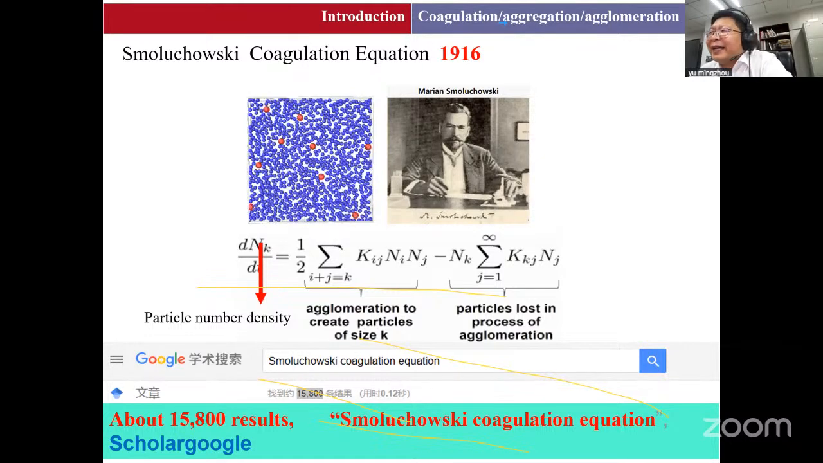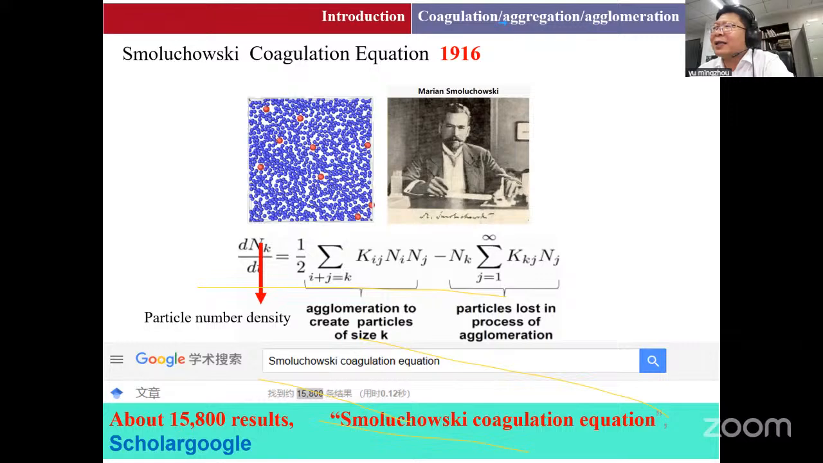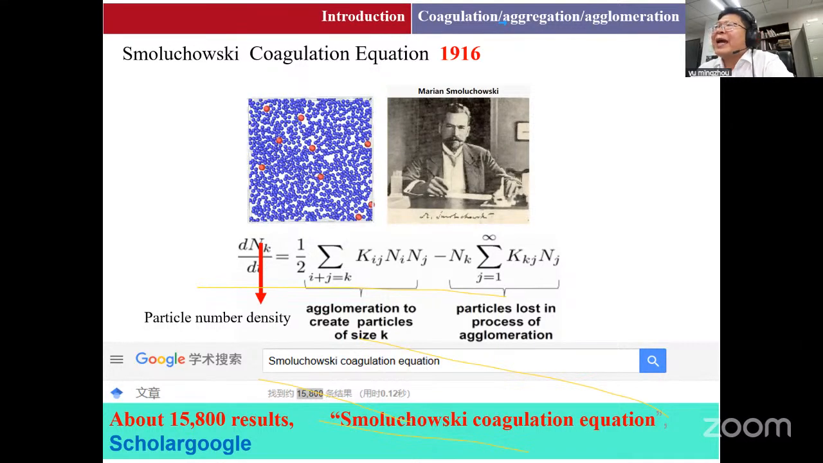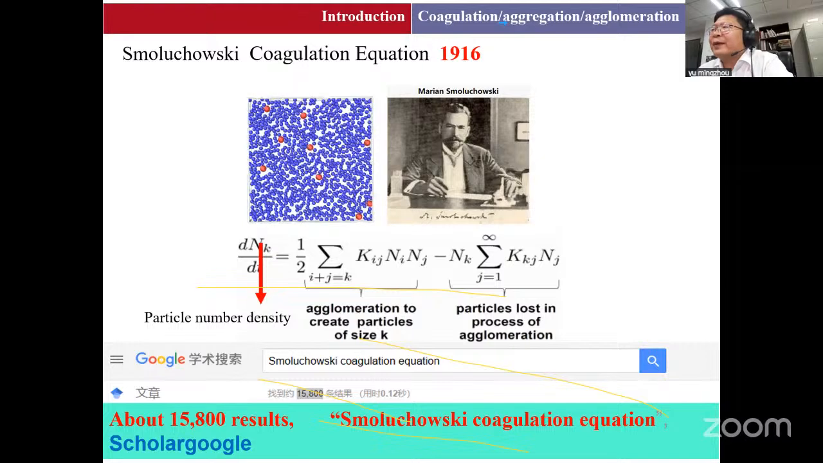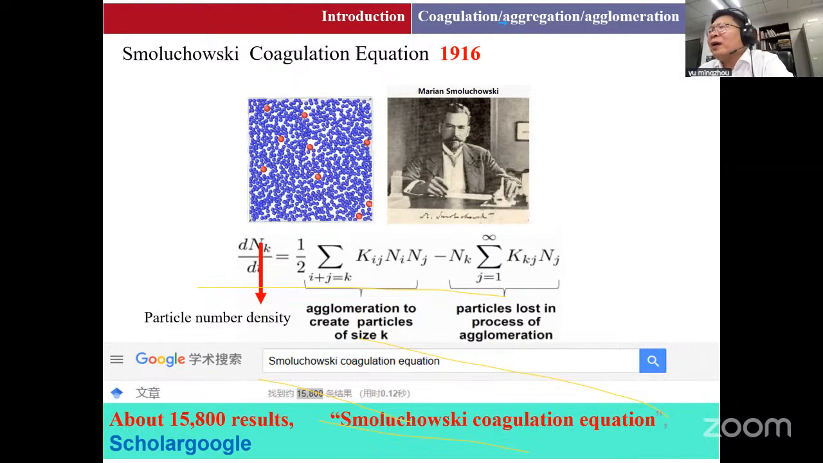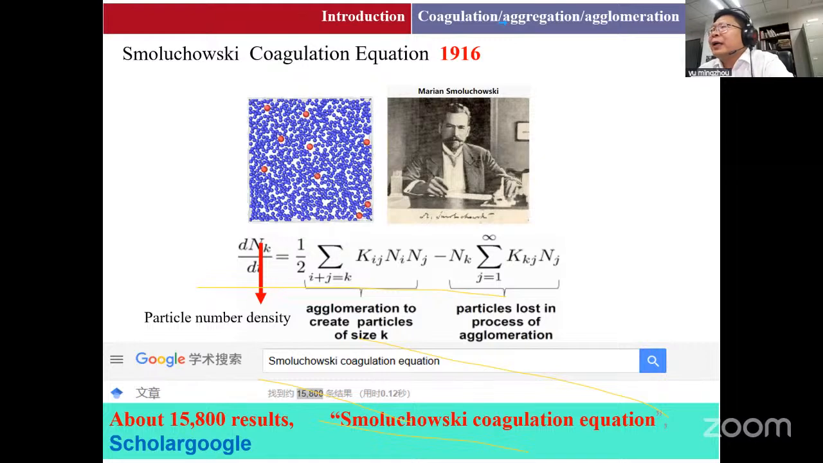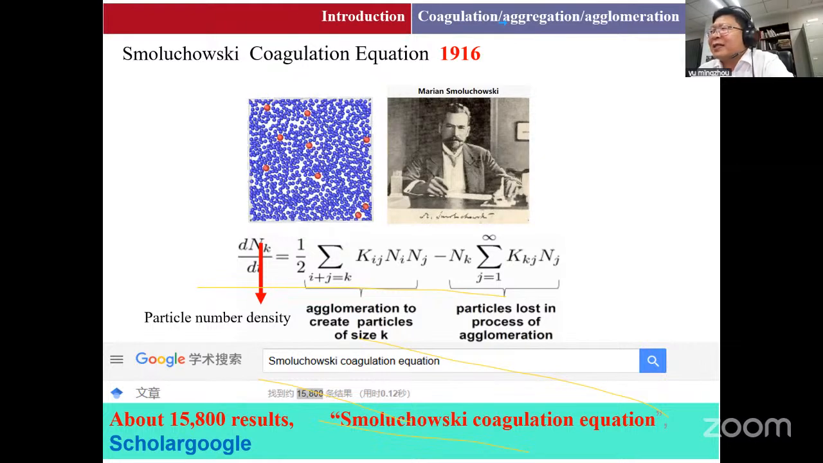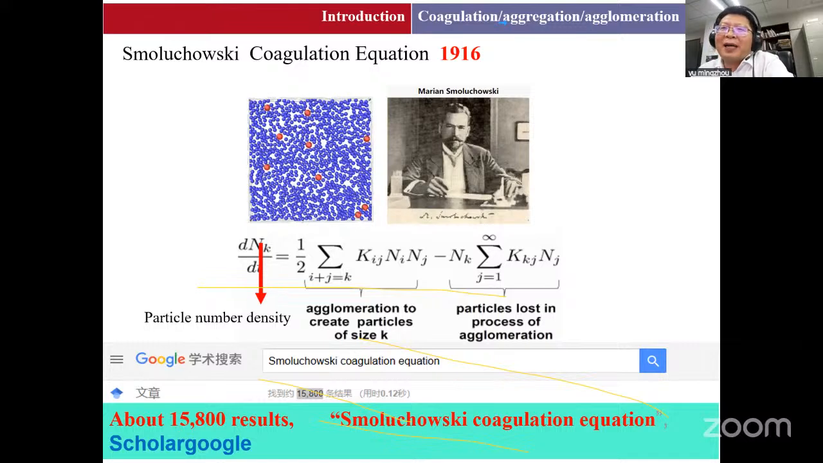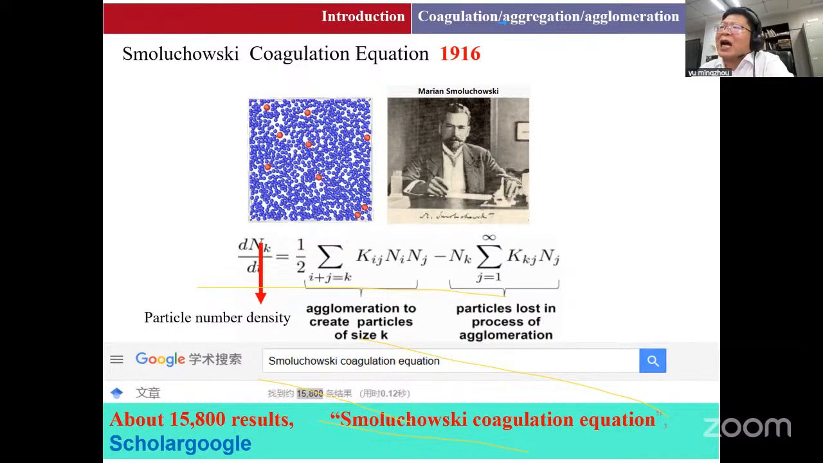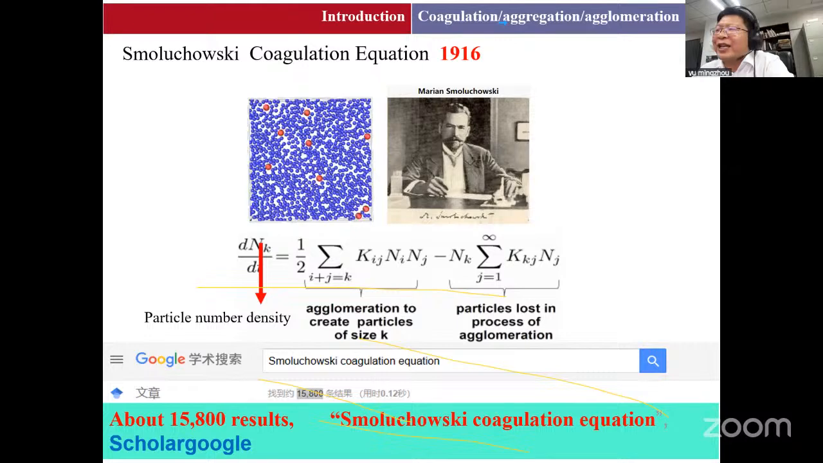Following this idea, if the internal variable is velocity, the mass equation we just talked about for number density becomes the kinetic equation. If the internal variable is particle size in the number density function, it becomes the population balance equation. The latter is widely used in aerosol science and technology, atmospheric science, and also chemical process engineering.